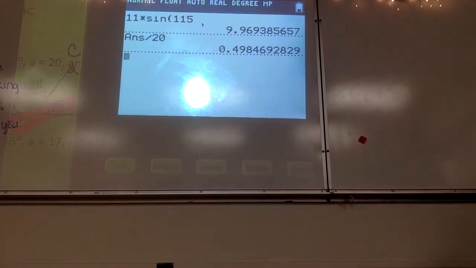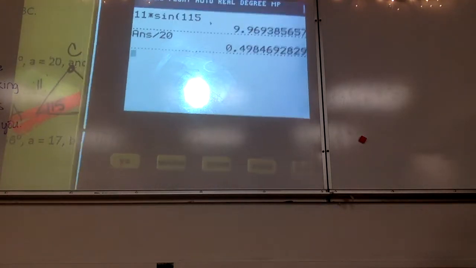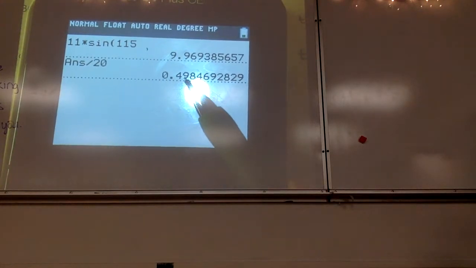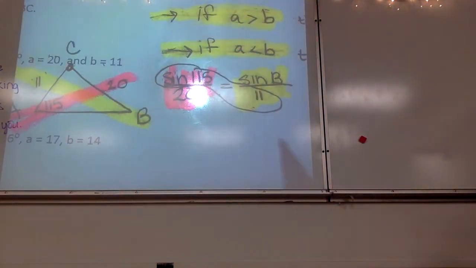Okay. So you have angle B. Does that make sense that angle B is 49 or 0.5? I mean, it could be, but it's not. This is where you have to do inverse trig. Anytime you're looking for an angle, you do inverse trig.